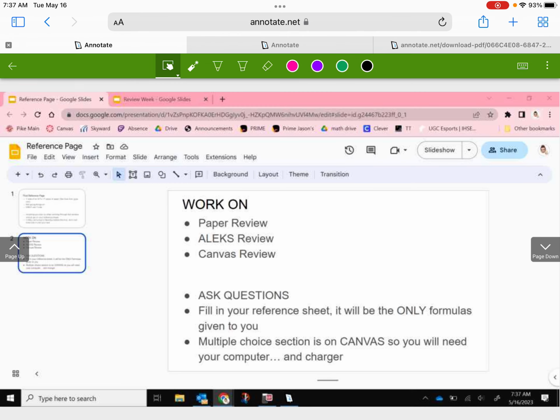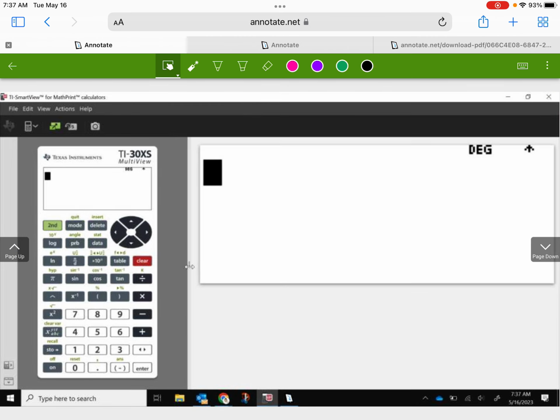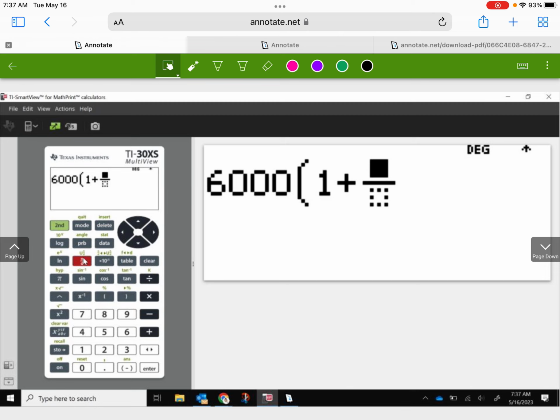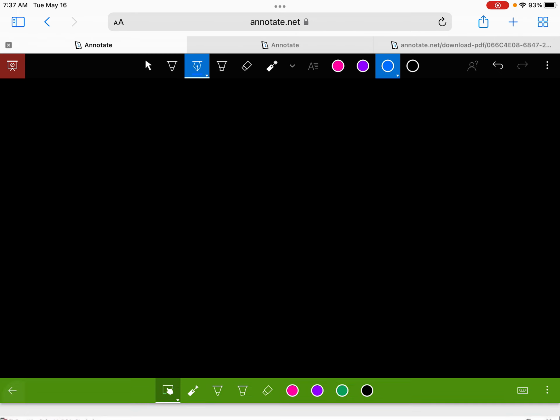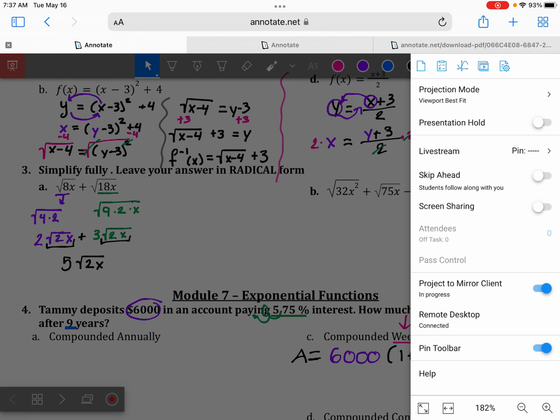And then what we're going to do is we are going to get our calculators and straight up type that sucker in. 6,000. We're going to open the parentheses. We're going to put 1 plus second column, third one down. This button right here gives us a fraction. And we can put our 0.0575. Right. Ooh, scrolled up to the top. Love that. Yeah, over 52. So, boop.